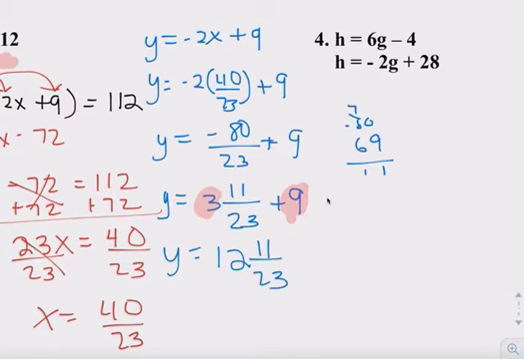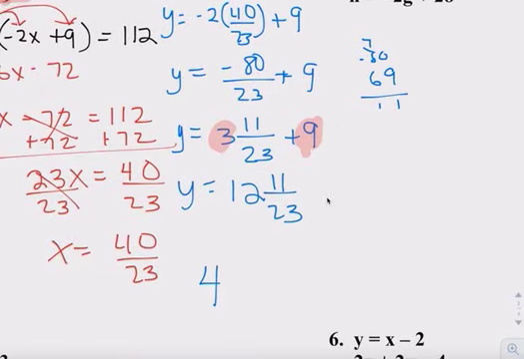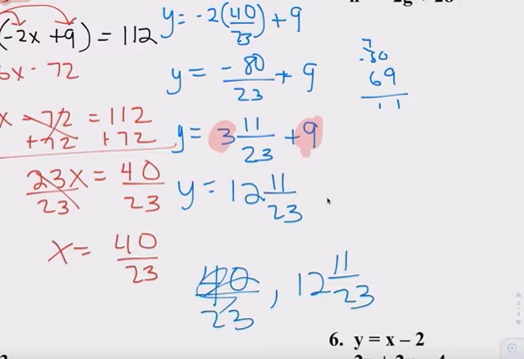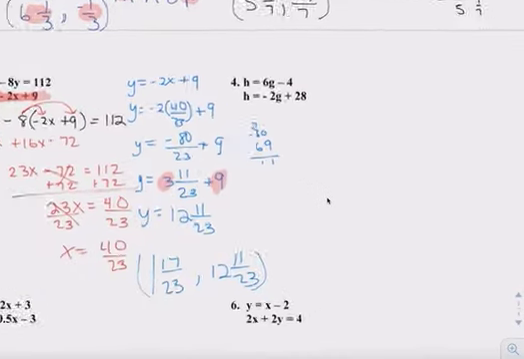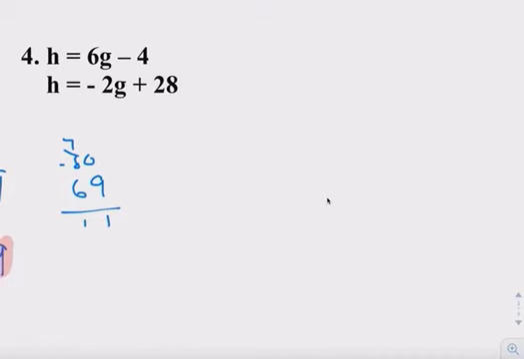3 plus 9, add the whole numbers. That's how it works. So your solution is 40 over 23 and 12 and 11 over 23. If you want to change this, you can change it to 17, like that. That's where these two lines meet. Okay, hopefully this one will work out nicely. I gave you guys some ugly ones, sorry.